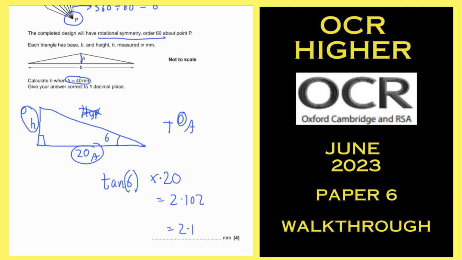As always, SOHCAHTOA definitely gets 2 marks, sometimes 3 if it's a standalone, but you'll get 1 mark for working out 6. You'll get 1 mark for TOA, and there's your 4 marks.